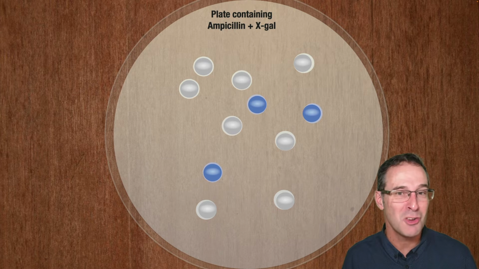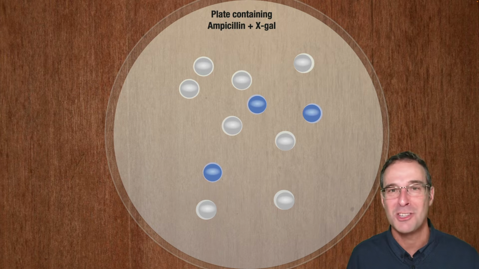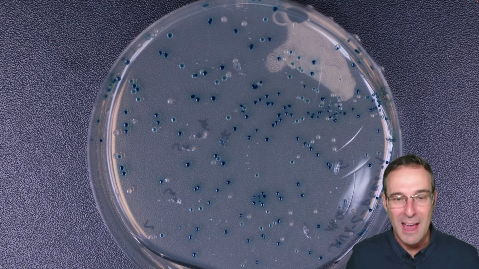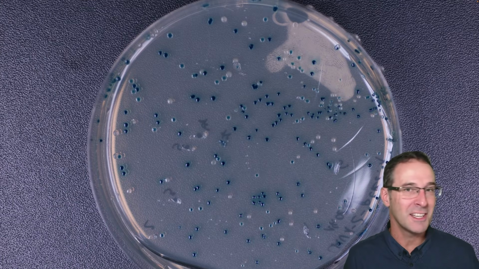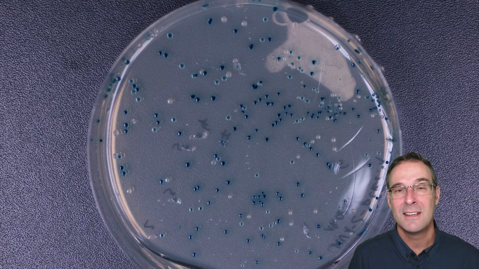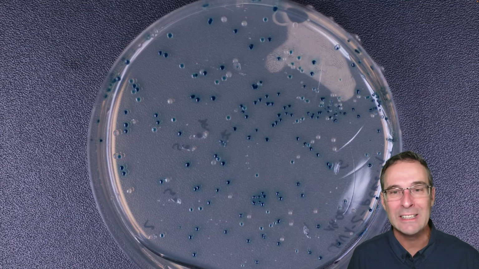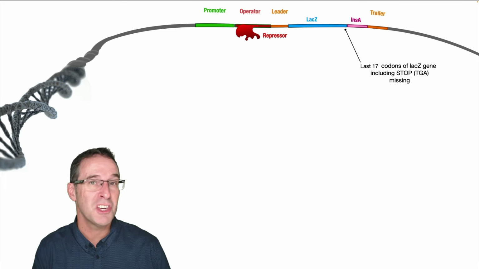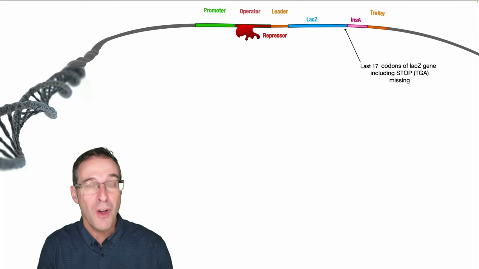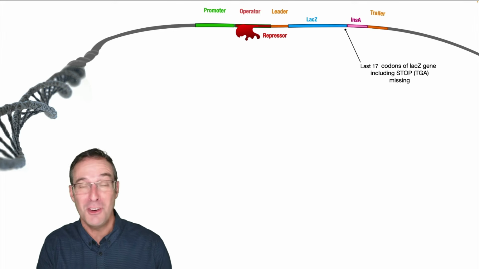But first, I just want to show you what this looks like in real life, because obviously this is just my drawing. And there's a photograph of what it actually looks like. You can see clearly some of those colonies have gone a beautiful indigo blue and others are still white or clear. We haven't yet answered the question why we really want that LAC-Z gene there in the first place.